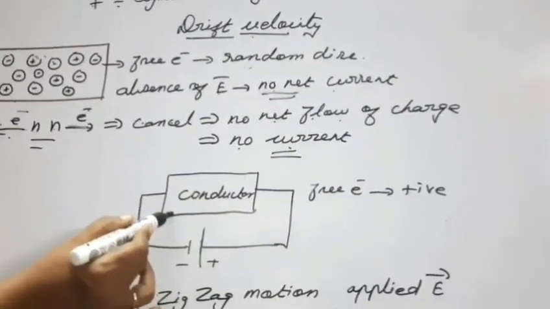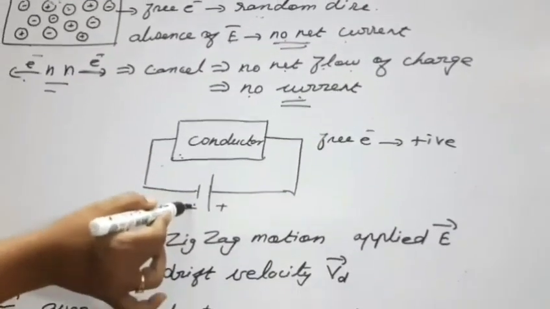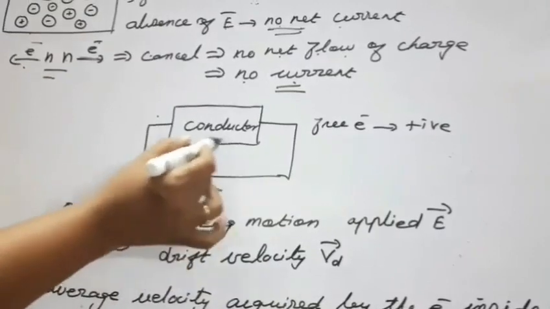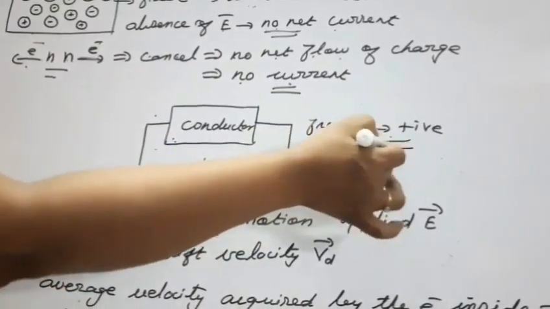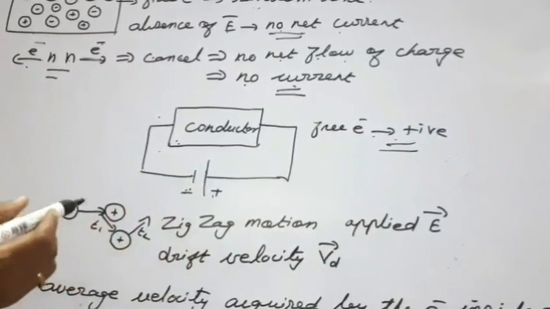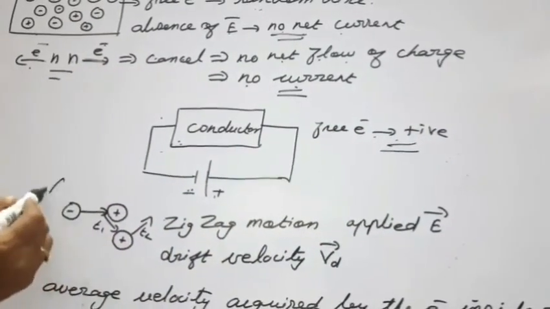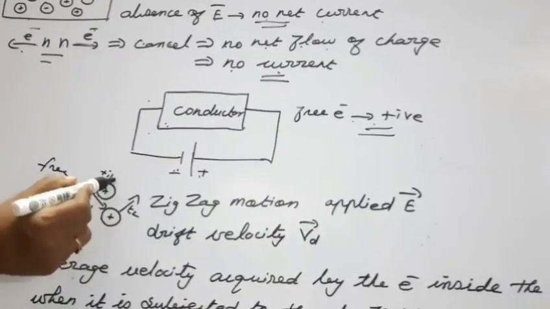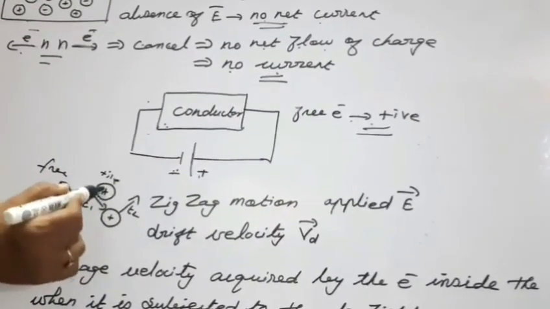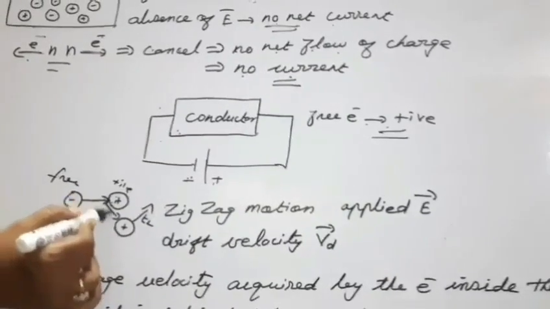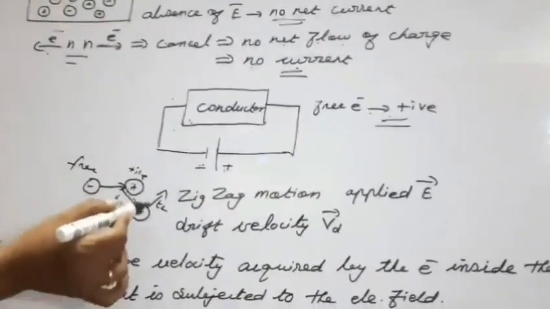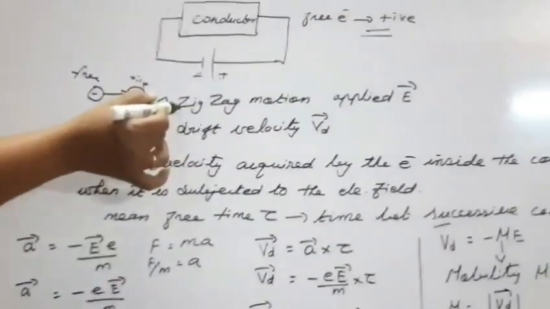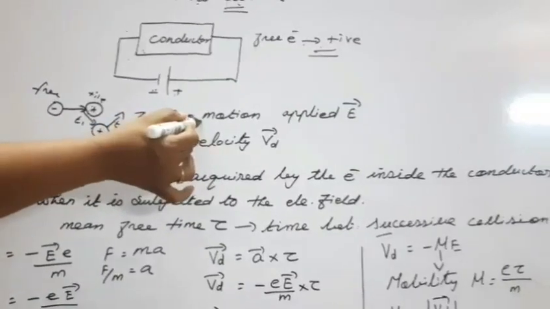Suppose you connect a battery to the conductor, with the positive terminal connected here and the negative terminal connected like that. Therefore, the free electrons move towards the positive direction. When these free electrons are moving, in their path there are some positive ions, and they collide with the positive ions. Because of the collision, the direction of the electrons is diverted. So each and every time they are diverted, and this motion is known as zigzag motion when an electric field is applied.